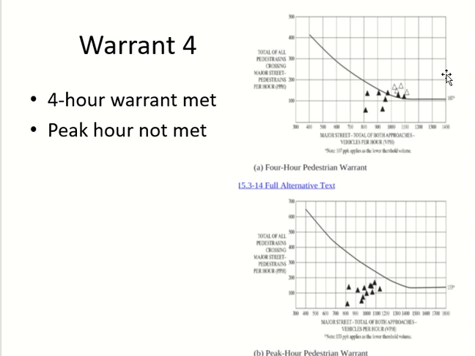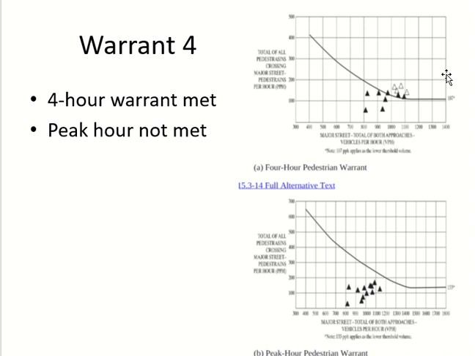So this is for 4-hour pedestrian volume. This one is for peak hour, I think. Yes. Okay, so 4-hour, you can see there are 6 points actually above the curve. Okay, so this warrant is met, fulfilled. Okay, so again we can have a signal according to this warrant as well. So warrant 1 met, we can have a signal. Warrant 4 met, we can have a signal.